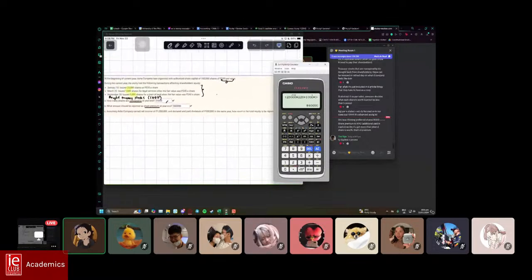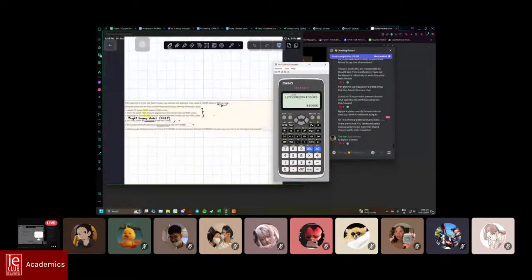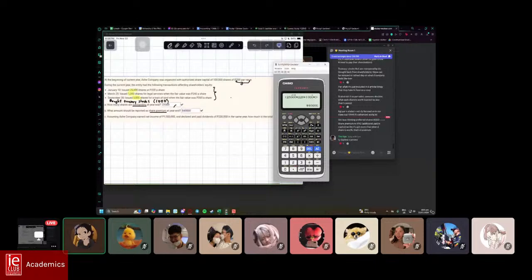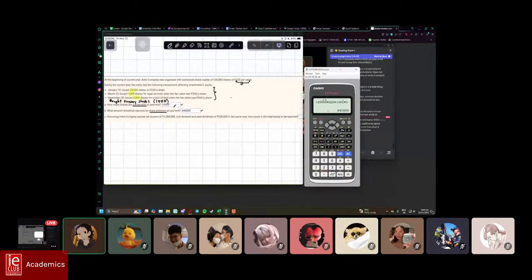Yes. Next, assuming Ash Company earned net income of 1 million and declared and paid dividends of 200,000 in the same year, how much is the total equity to be reported? So first, if you want to get total equity, let's find out how much.